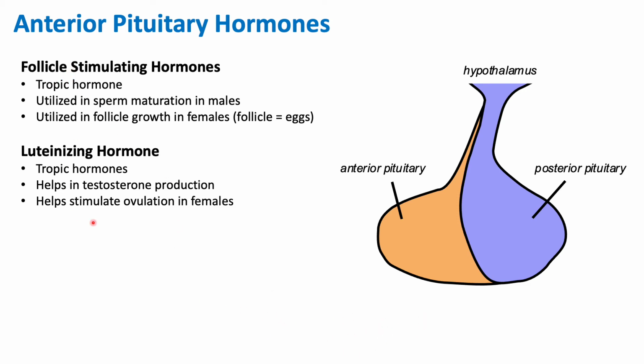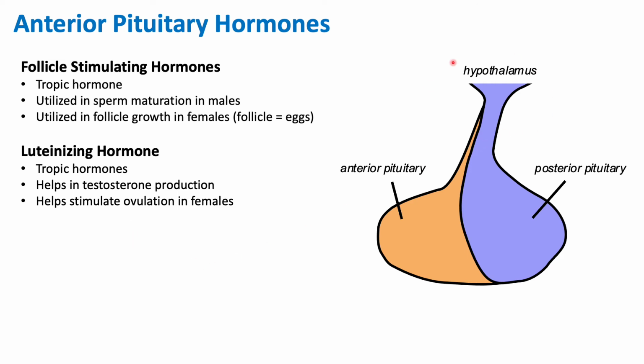Now, both of these are tropic hormones. The follicle stimulating hormone has two key functions. It is utilized in sperm maturation in males, and it also helps follicle growth in females. And follicle essentially means egg, so it helps with that egg growth. Whereas luteinizing hormone, also a tropic hormone, helps in testosterone production and it stimulates ovulation in females.